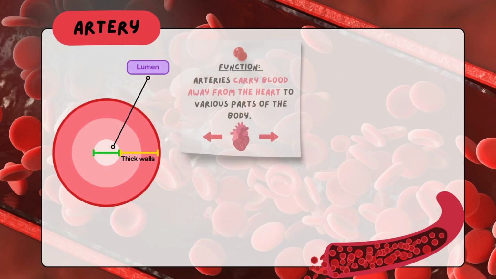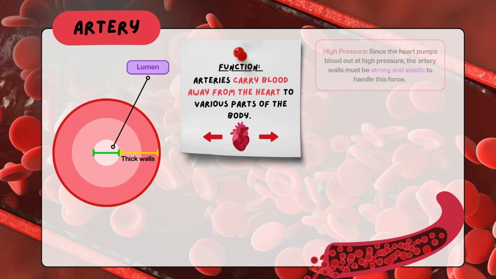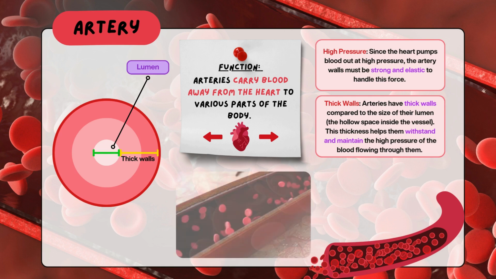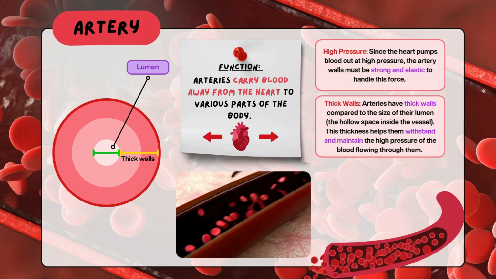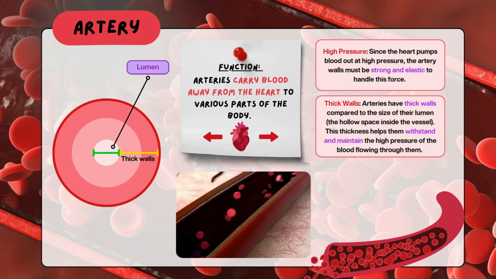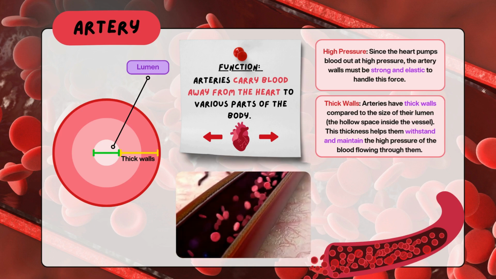Arteries carry blood away from the heart to various parts of the body. Since the heart pumps blood out at high pressure, the artery walls must be strong and elastic to handle this force. Arteries have thick walls compared to the size of their lumen, the hollow space inside the vessel. This thickness helps them withstand and maintain the high pressure of the blood flowing through them. Artery walls also contain thick layers of smooth muscle and elastic fibers. These components allow the artery to expand and recoil as blood passes through it at high pressure.